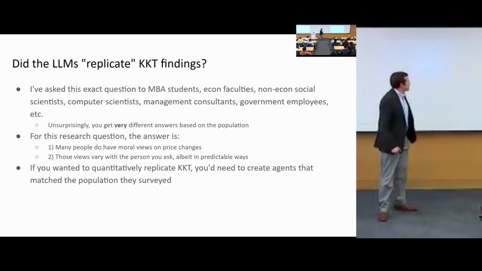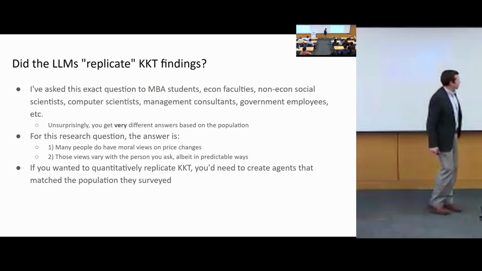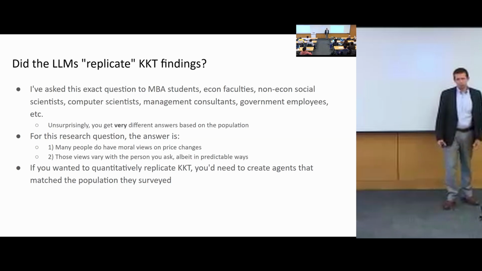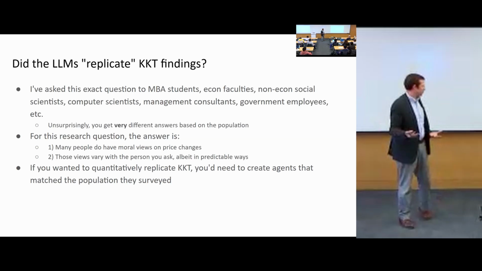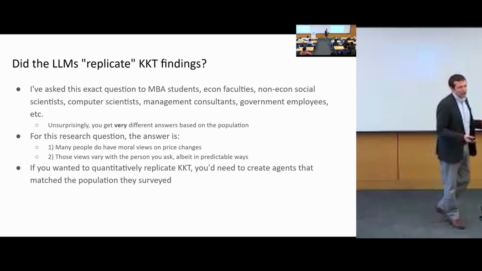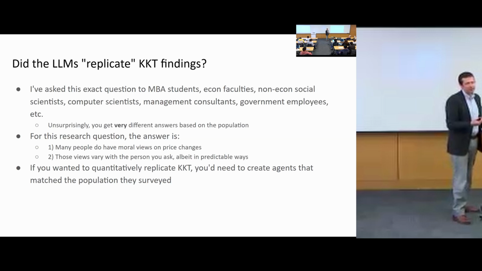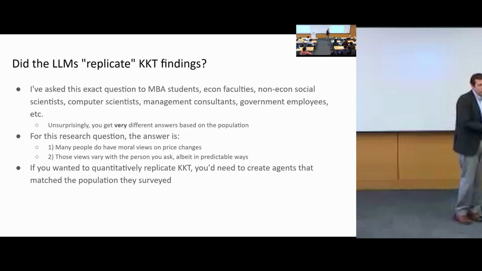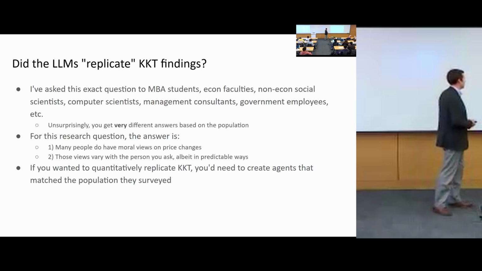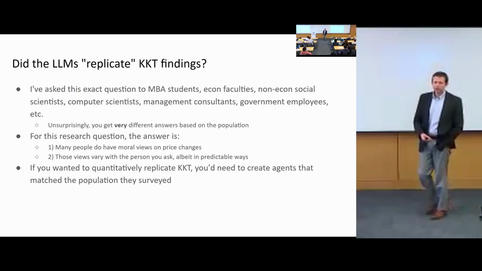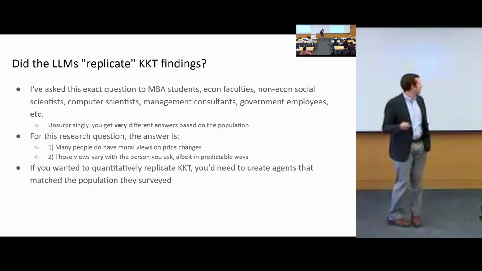So, does this replicate? I put it in scare quotes because I don't think it's quite the right word. I've asked this exact same question for lots of different groups, and you get very different answers depending on the group. That's also very true with LLMs. That being said, the gradient of liberal versus conservative shows up, and they are sensitive to the price. So I think that's probably something that is true in the world and also shows up in the LLMs. If you wanted to quantitatively replicate and get the exact same thing, you'd have to find the same population.